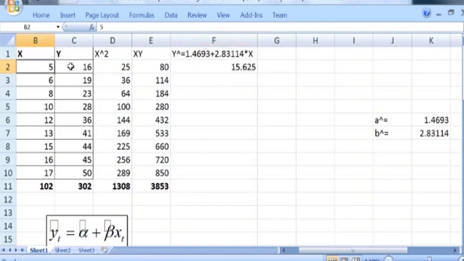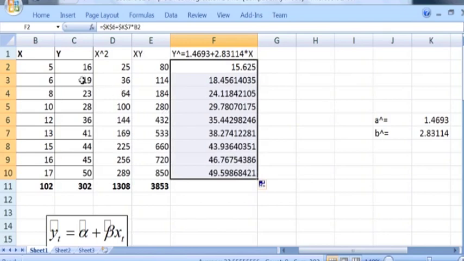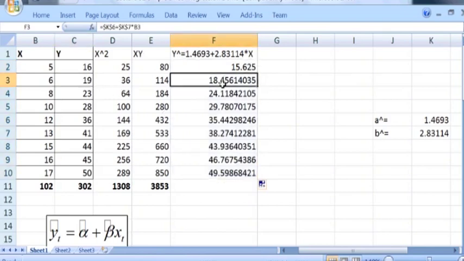The actual value of y is 16, but our regression line estimated it as 15.625. So the value obtained from the least squares line, or regression line, is 15.625. Just copy it down. Here the actual value is 19, but the estimated value of y when x is 6 is 18.45. You can see that this estimated value is close to 19. Similarly, the actual value is 23, but the estimated value is found to be 24.